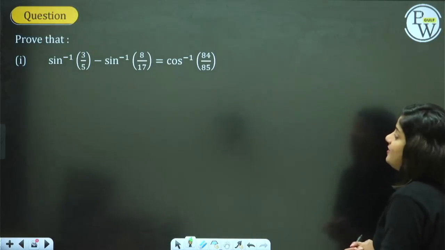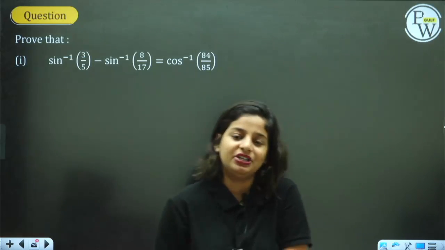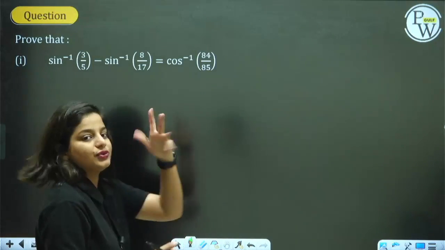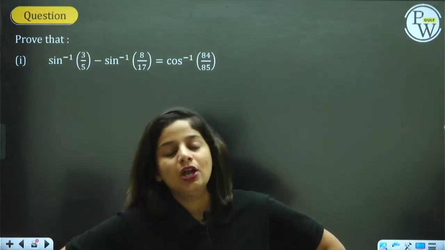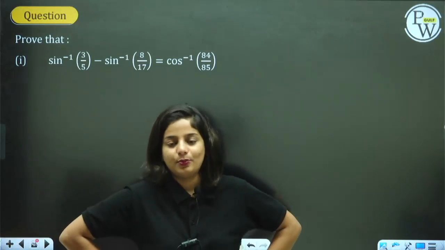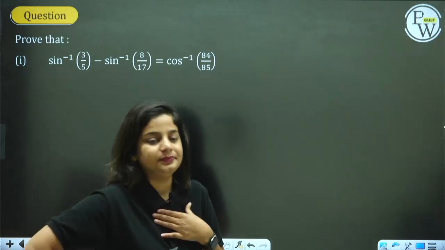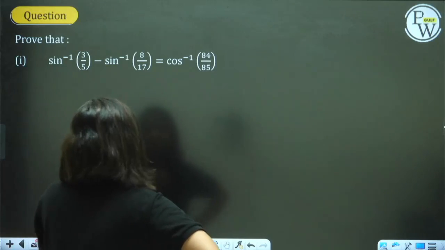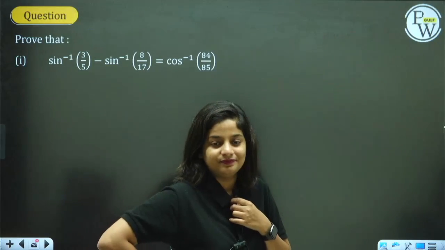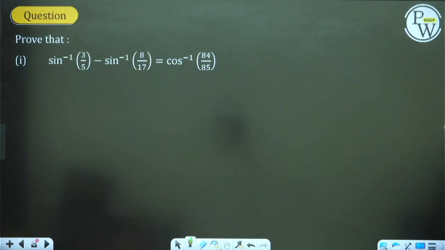Prove LHS is equal to RHS. Sine inverse of 3 by 5 minus sine inverse of 8 by 17 is equal to cos inverse of something. Now you remember I gave you some extra formulas. You can use those extra formulas. That's one method. I'll do it by the other method. What is the other approach? Can you think of any other approach to solve this question?